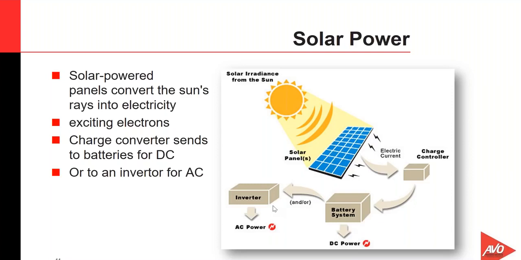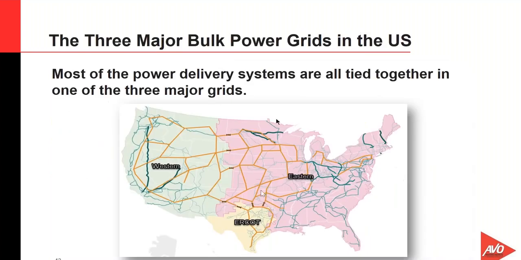Okay, so this next one here is a good demonstration of the three major bulk power grids within the U.S. Most of the power delivery systems are all tied together. The United States has one of the world's most reliable, affordable and clean electric systems. But unfortunately, it faces a lot of major weaknesses with respect to physical threats from severe weather, terroristic attacks, and of course, the newest common one, cyber threats. So they are all tied together to provide a reliable source of energy for the end customer.